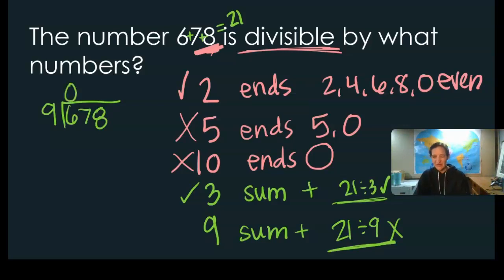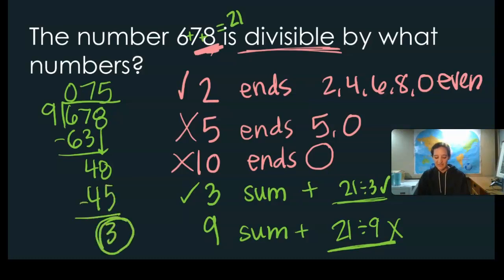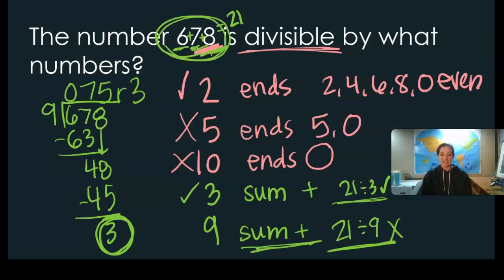I'm gonna go 7 because that's 63. Get a remainder of 4, bring down the 8. 9 will go into 48 5 times. Oh, bother. You're right, look, there's your remainder. 75 remainder 3. So I just proved that, yeah, it's not divisible by 9, but we knew it just from adding up the digits, 6 plus 7 plus 8, and seeing that that was not a multiple of 9.